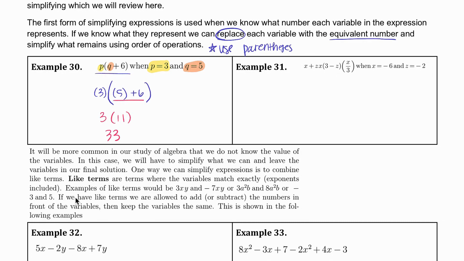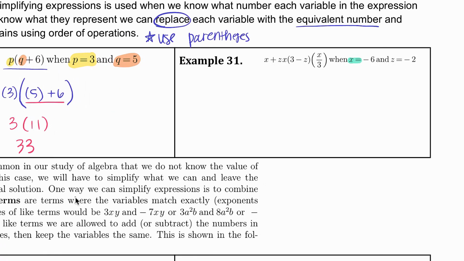Another example that has a few more letters here. We have x plus z times 3 minus z times x divided by 3. And we know that x equals -6. We know that z equals -2. So I'm going to highlight where we have an x. I'm going to highlight where we have a z. Okay, so let's replace those values.